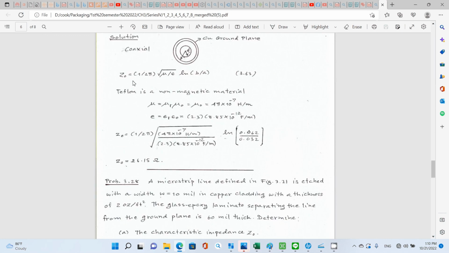Okay. So finally, you have Z0 to be 26.815 ohms. Some of them you are probably familiar with. That's their 75 ohms, right? For coaxial.